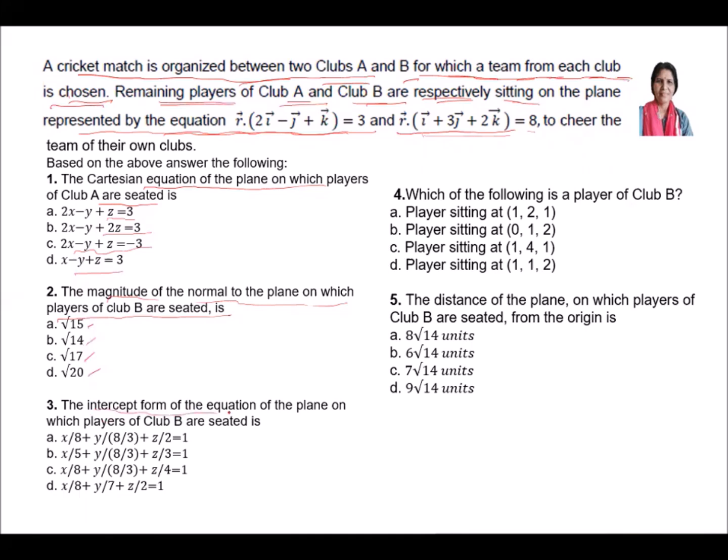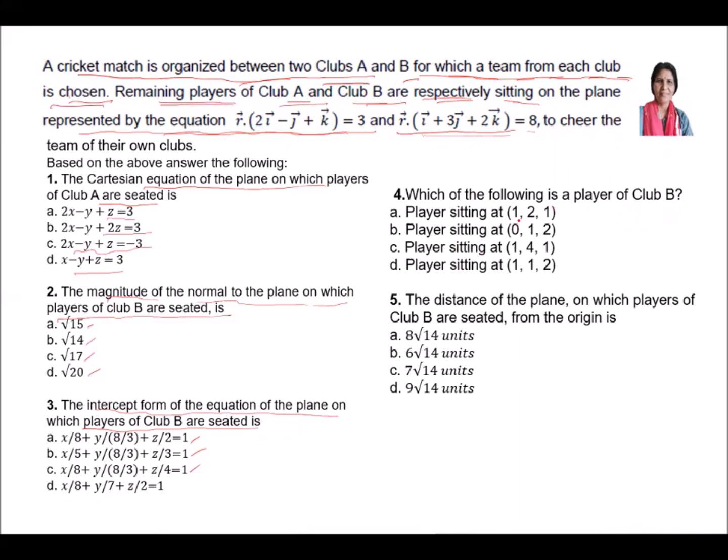The options for the intercept form of the equation of the plane on which the players of club B are seated are: x upon 8 plus y upon 8 by 3 plus z upon 2 is 1; x upon 5 plus y upon 8 by 3 plus z by 3 is 1; x upon 8 plus y upon 8 by 3 plus z by 4 is 1; x upon 8 plus y by 7 plus z by 2 is 1.